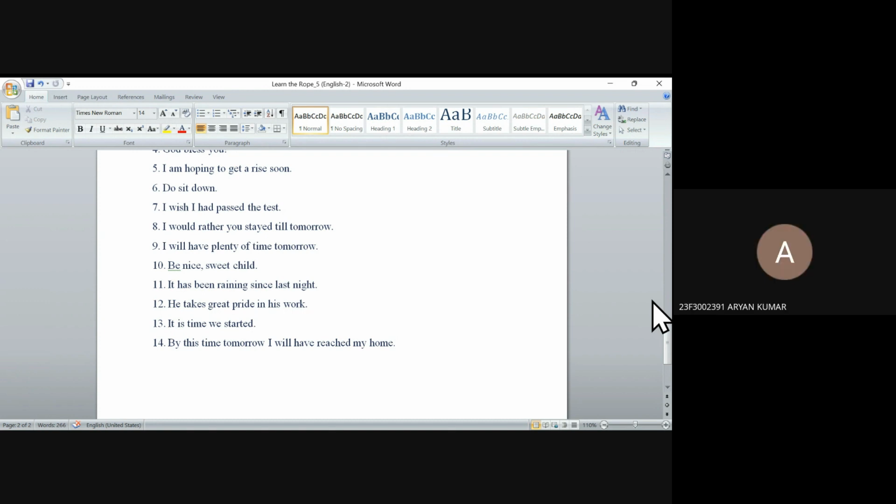Ma'am, every imperative sentence must have imperative mood? Correct. Yes. Every imperative sentence will be in imperative mode by default. Sure. Yes.